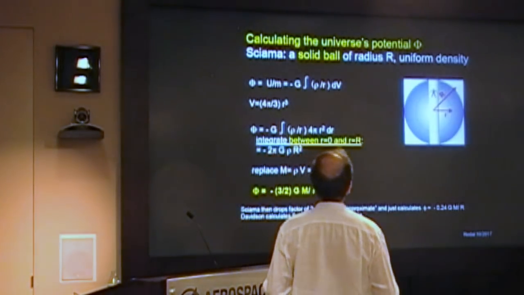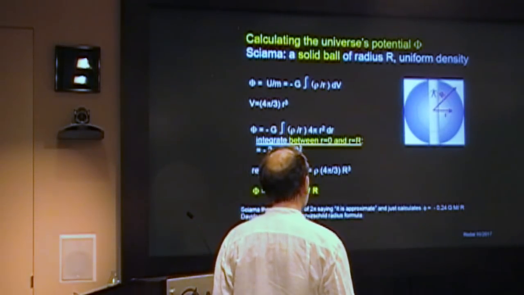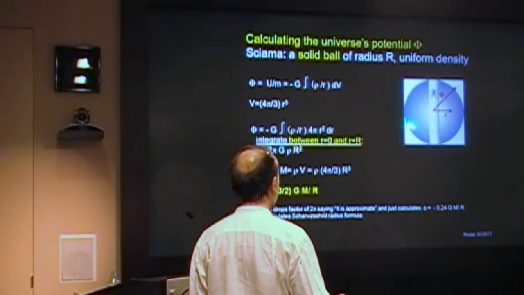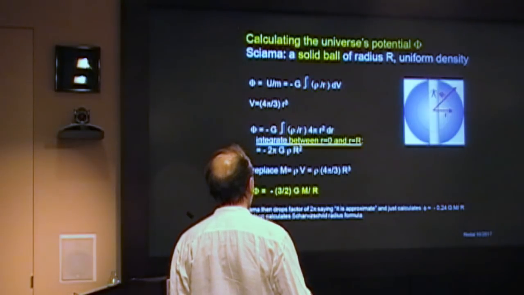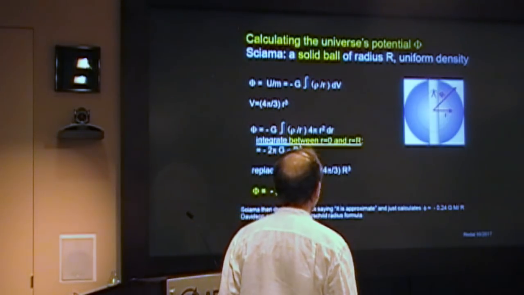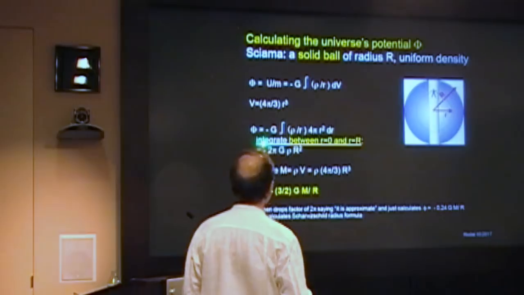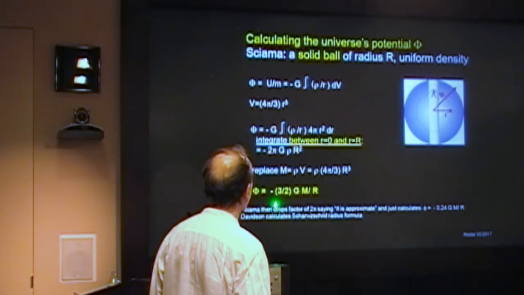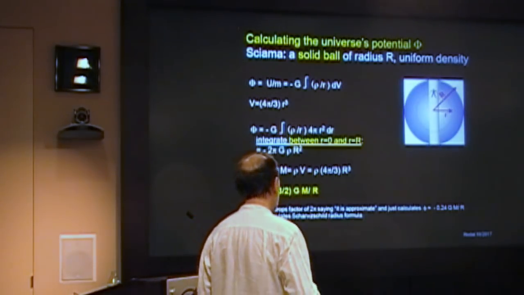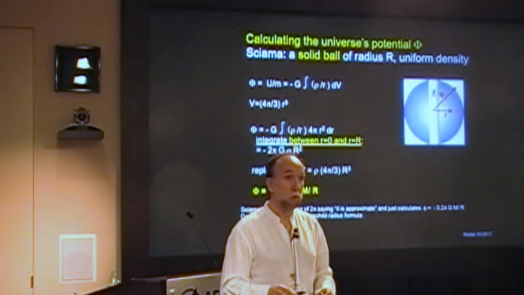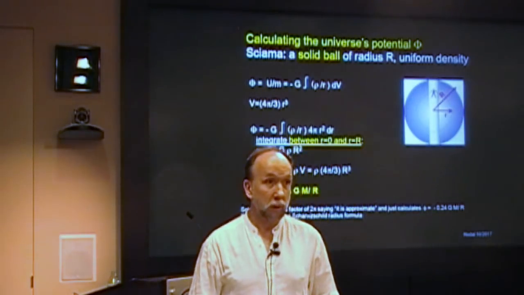Let's start from the beginning to calculate the universe potential, capital Phi, in the way that Sciama did it. He considered a solid ball of radius r with uniform density. He then calculated the integral of the mass density over the volume. And if you consider a uniform mass density, it's easy to arrive at the conclusion which he arrived at, which is capital Phi is equal to minus 3/2 G, which is the constant of gravitation, times the mass of the universe divided by the radius of the observable universe.